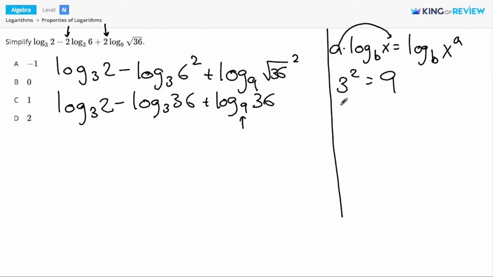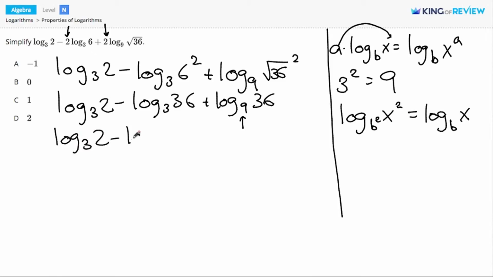And there's a property of logs that says if you have some base b squared of x squared in a log, that's the same thing as the log of just base b of just x. We can take the square root of the base and the number inside the log at the same time. If we apply that property to our third log, we can take the square root of 9, the base, and get a base of 3, and take the square root of 36 and get 6. And now we have what we wanted, 3 logs all with a base of 3.